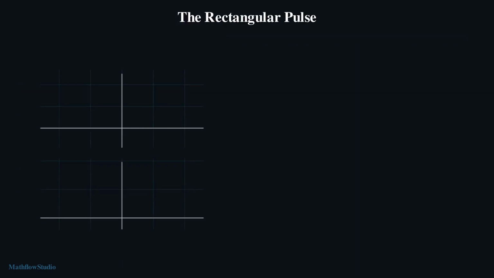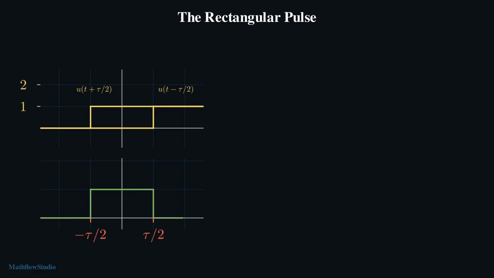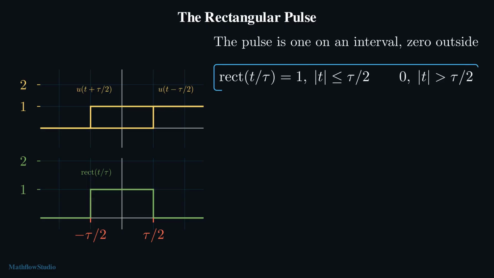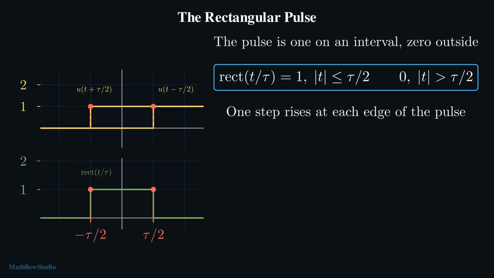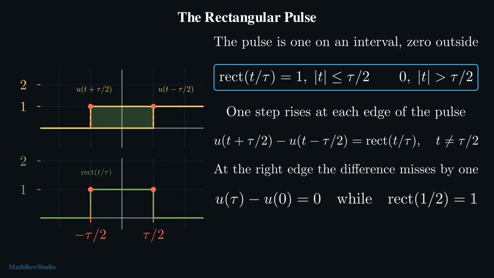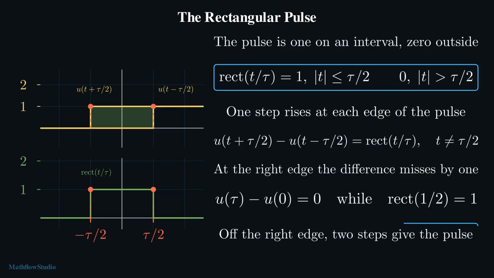Two steps that begin at different instants are set on one time axis. A rectangular pulse is 1 on an interval and 0 outside it. The pulse takes the value 1 on the closed interval whose length is the pulse width. One step rises at each edge of the pulse. The advanced step minus the delayed step leaves exactly the strip between them. At the right edge, the difference misses the pulse by 1. Both steps are 1 there, so the difference is 0 while the pulse is 1. Off the right edge, a difference of 2 steps is a rectangular pulse.